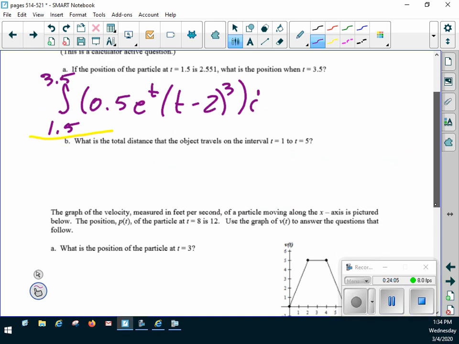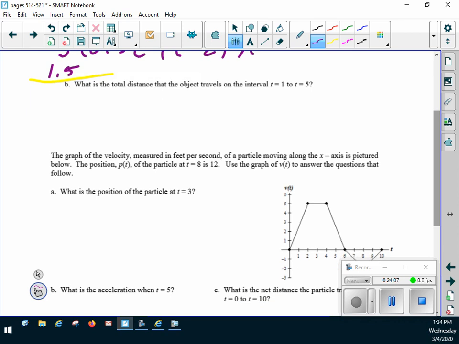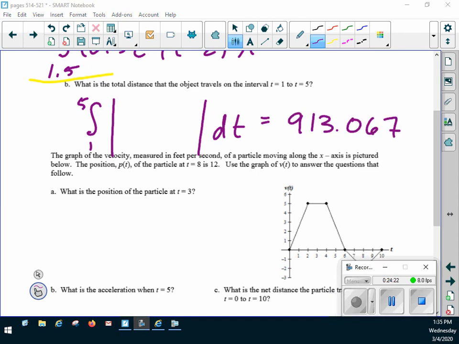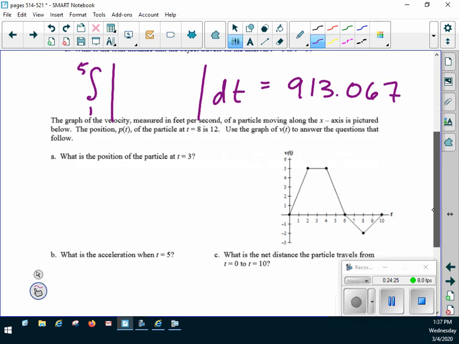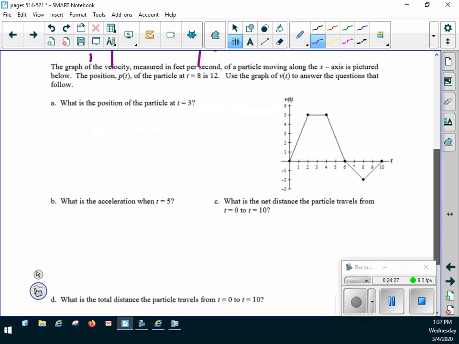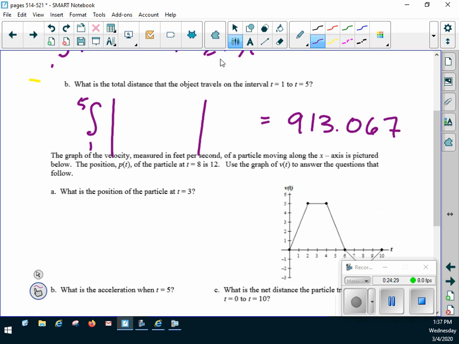Part B says, what is the total distance the object travels on the interval 1 to 5? If we're finding total distance, what do we do? So it's absolute value of that function. Run that on your calculator, see what you get. This is what Sparks says. See if you get the same thing.